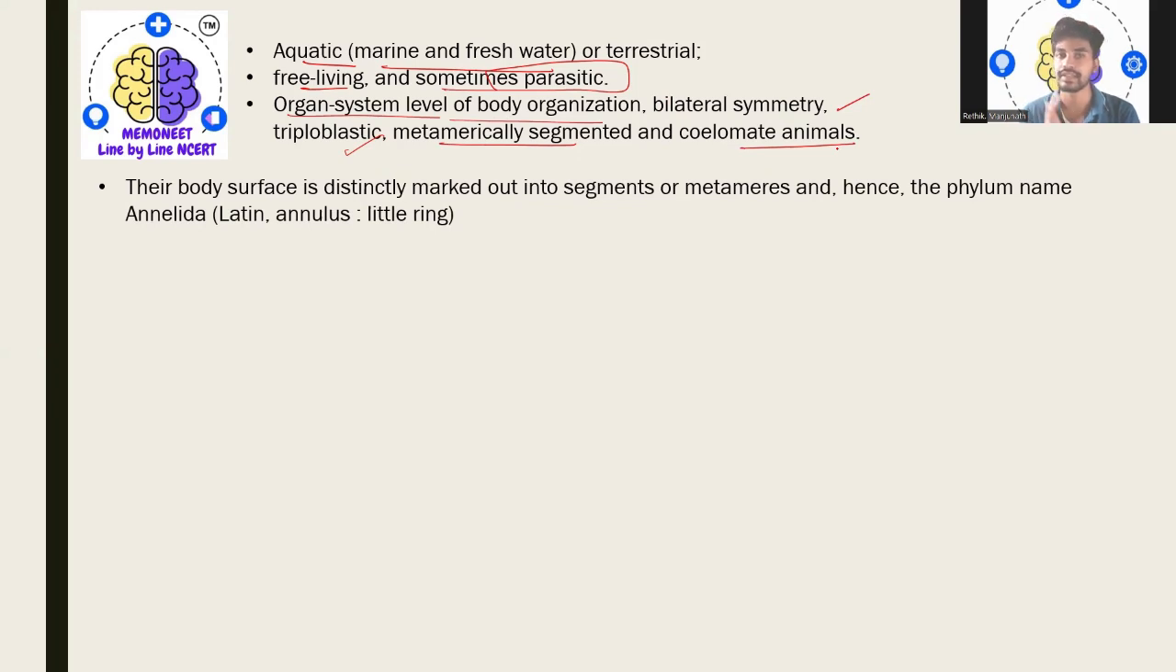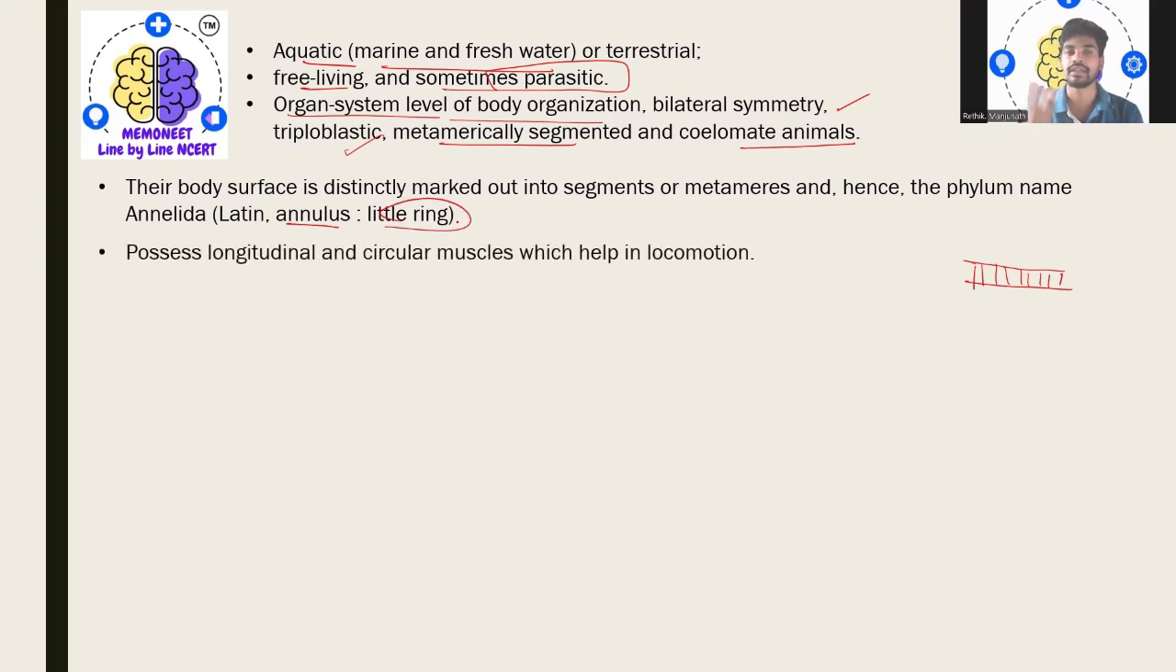Their body surface is distinctly marked out into segments. Metameric segmentation is nothing but you will be able to observe the segments in the body, okay, and you can distinguish them. Hence, the phylum name Annelida. Annulus is a Latin word meaning little ring. Then they are very elongated, cylindrical, and muscular. What is its locomotion? Movement.